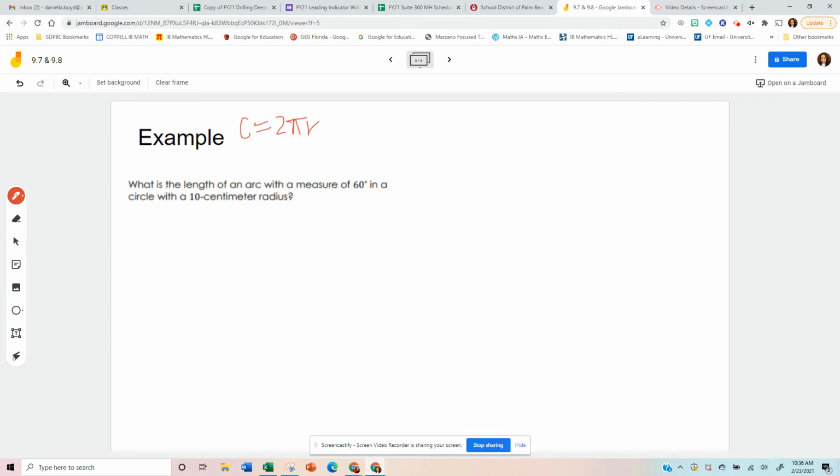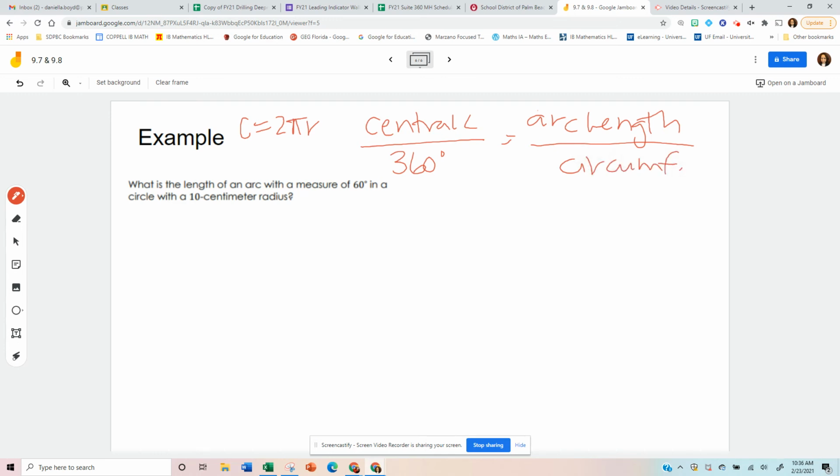Okay, and we're going to use our proportions from last time, which said central angle over 360 degrees, because the angles go together, is arc length over circumference. Okay, we actually can find circumference because we know that the radius is 10 centimeters. So r is equal to 10, right? Circumference is equal to 2 times pi times 10. So circumference is equal to 20 pi.